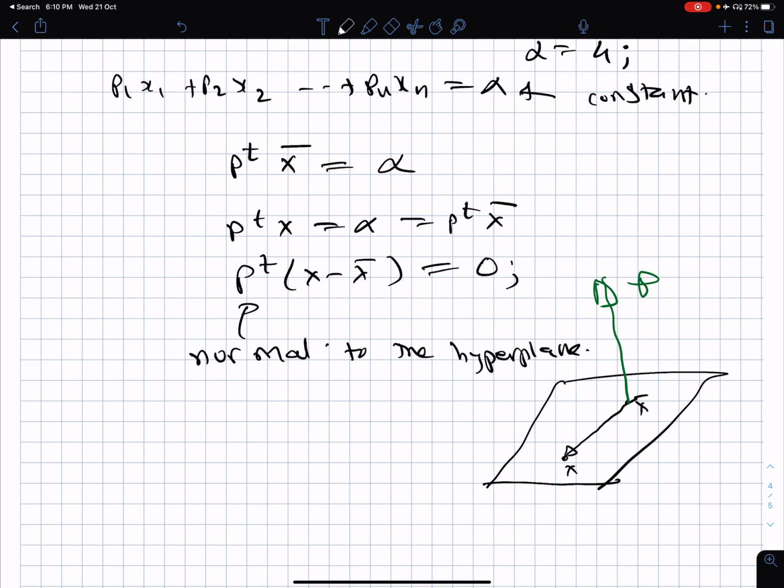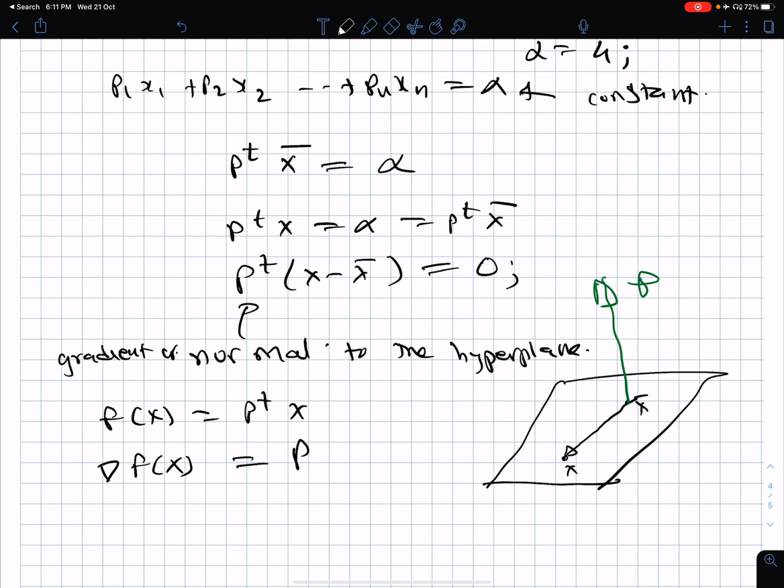Also, if you look at this as a function P transpose x and you write a gradient of this function, then what is it? It is P. So therefore, this is also called gradient. So you can say that this is a gradient or normal to the hyperplane.